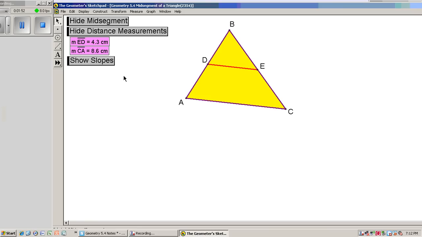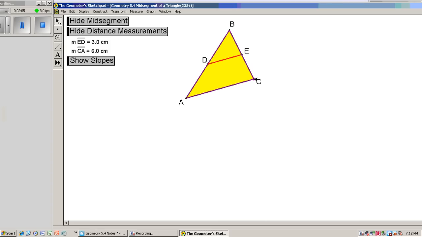Right now you might not be able to notice the relationship right away, but if we move this so that we're dealing with whole numbers, you might more easily be able to identify what is going on. So if I make this 3, we notice that ED is 3 and CA is 6. 6 is twice 3. If we move it to 4 and 8, we notice the same thing happens. So we can say that AC is twice the amount of our midsegment DE, or in other words, DE, our midsegment, is half as long as the third side.